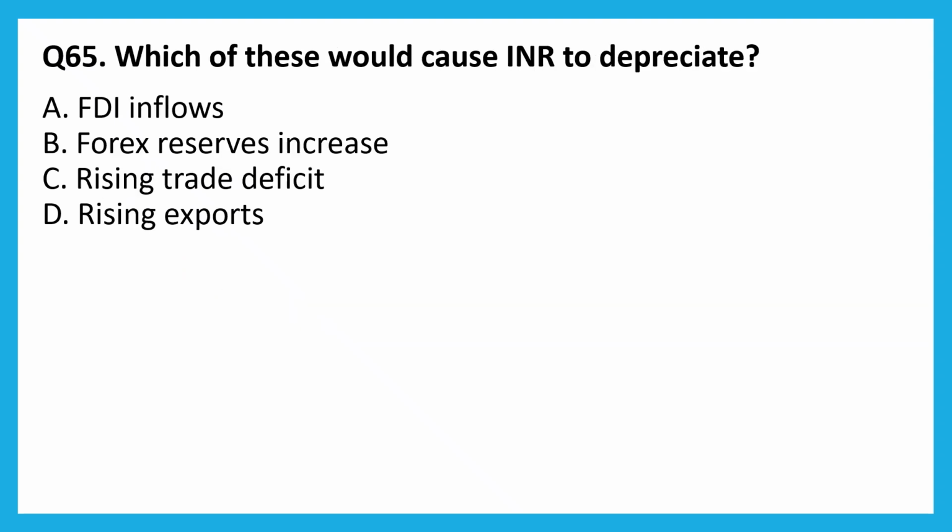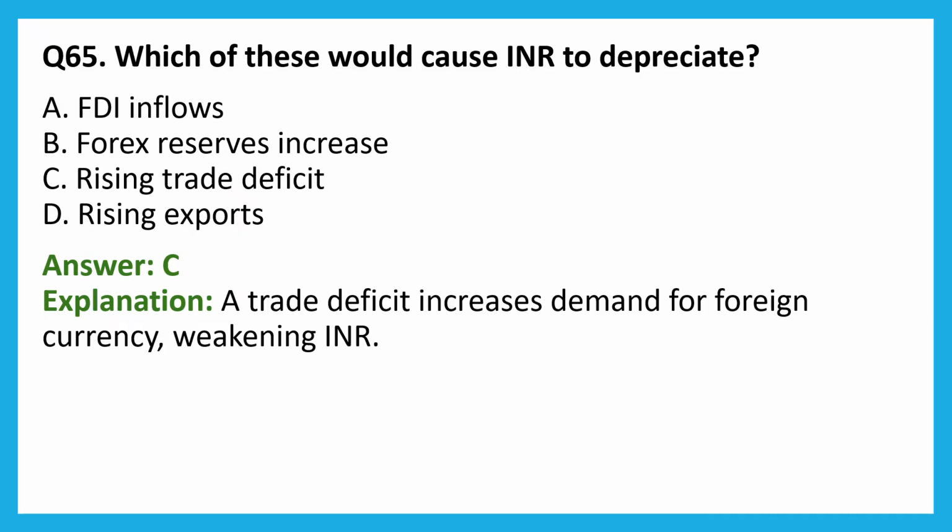Next question. Which of these would cause INR to depreciate? Option A, FDI inflows. Option B, forex reserves increase. Option C, rising trade deficit. And option D, rising exports. Correct answer is option C, rising trade deficit. A trade deficit increases demand for foreign currency, thus weakening the INR.